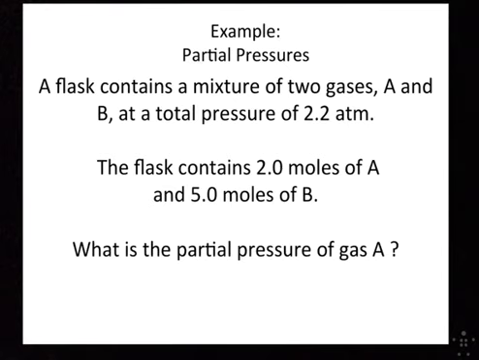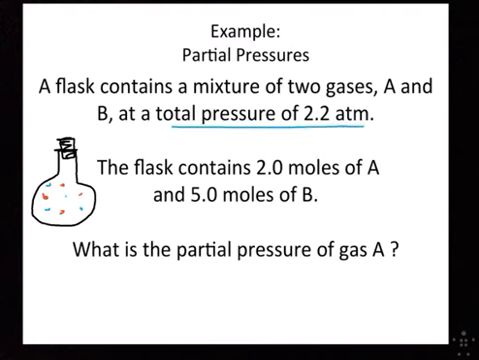So let's start with a fairly simple example. Let's say we have a flask and it contains gases A and B. So there's our flask and it's stoppered, so nothing can get out. And we've got molecules of A and we've got molecules of B in there. And the total pressure is 2.2 atmospheres. We've got 2 moles of A and 5 moles of B. And we want to know what is the partial pressure of gas A in this container.